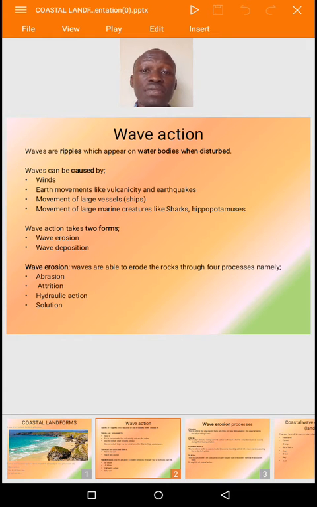Those are the waves. So these waves affect the landscape, and they affect them in two forms. One is when they erode, that is wave erosion, and two, when they deposit, when they dump materials, that is wave deposition. Let's start with wave erosion. And we are saying this wave erosion takes place in four ways. We have abrasion, attrition, hydraulic action, then we have solution.